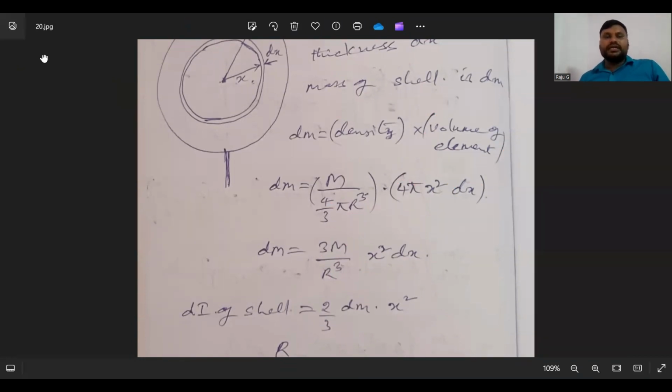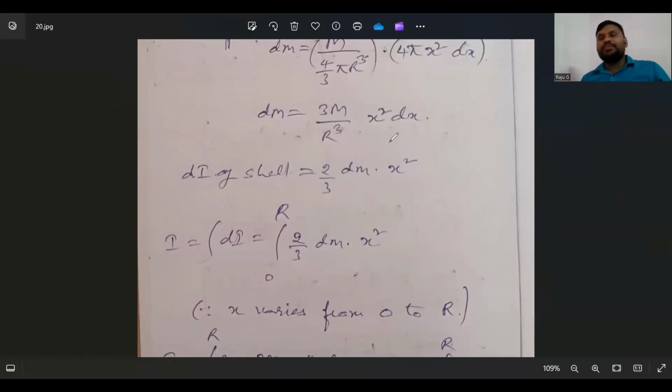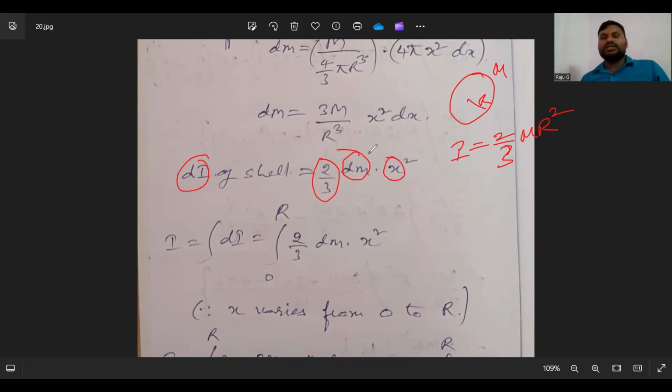Now, dI, moment of inertia of the shell. Already we found previously that for a shell of mass m whose radius is r, moment of inertia of the shell about its axis is 2 by 3 m r square. The same formula we applied here. Here, the element is a shell. Therefore, dI of the shell is equal to 2 by 3 into its mass, dm, its radius, x square.